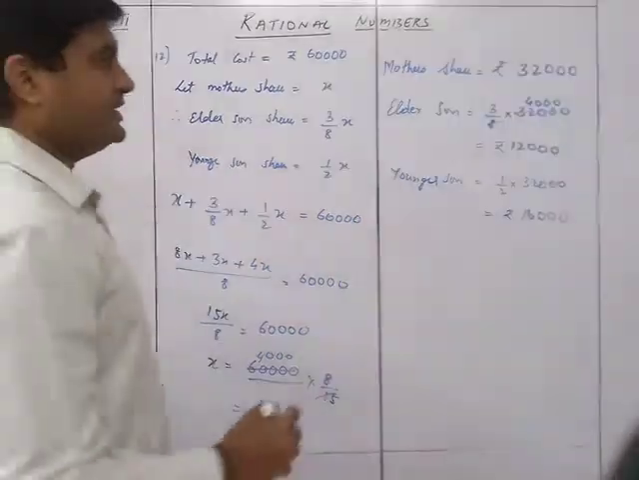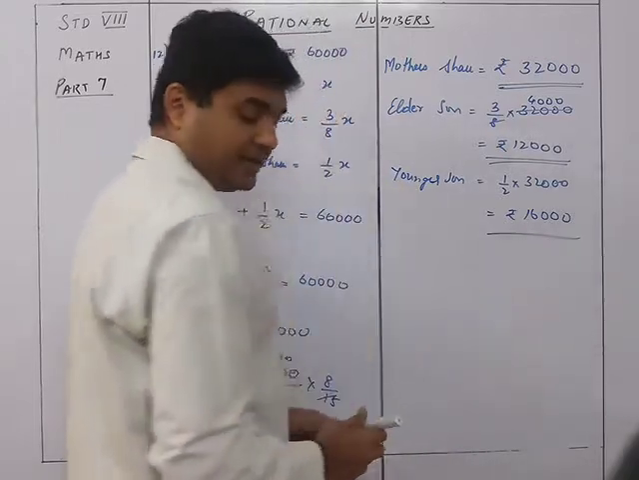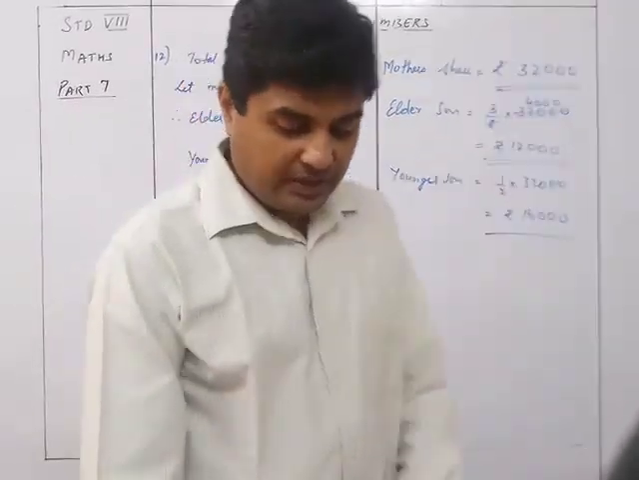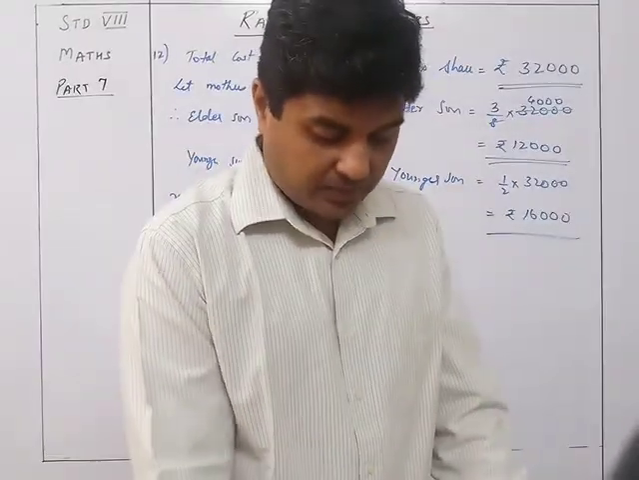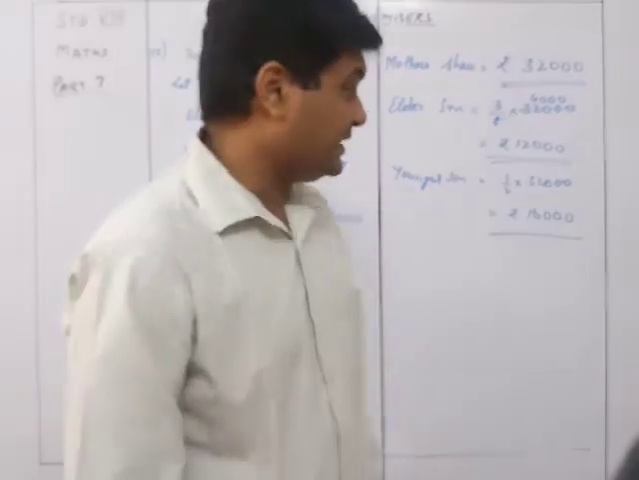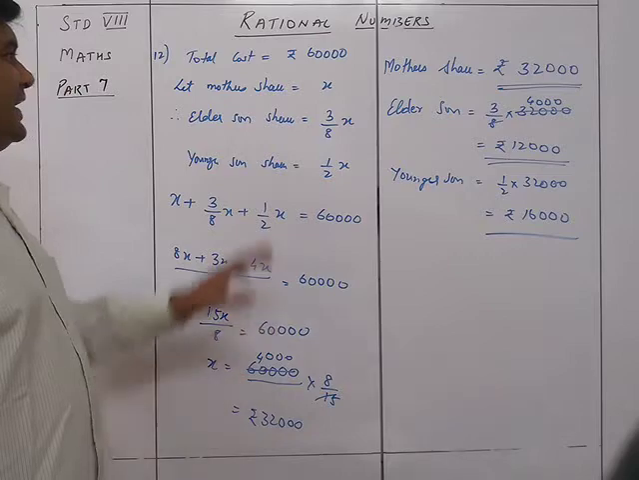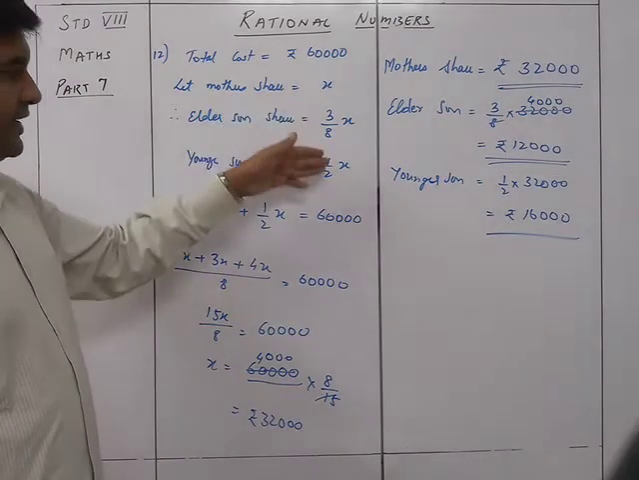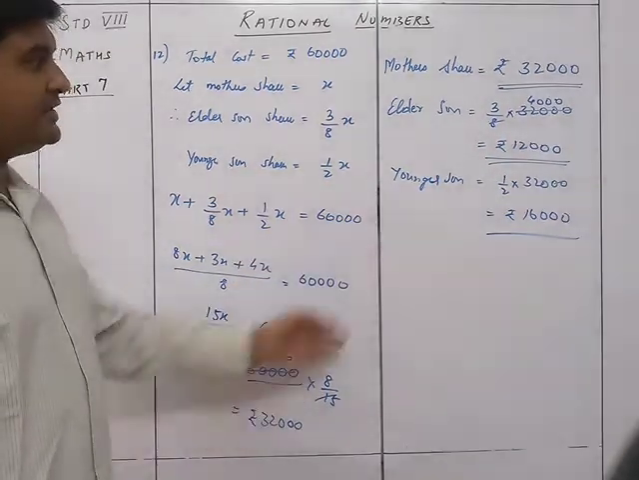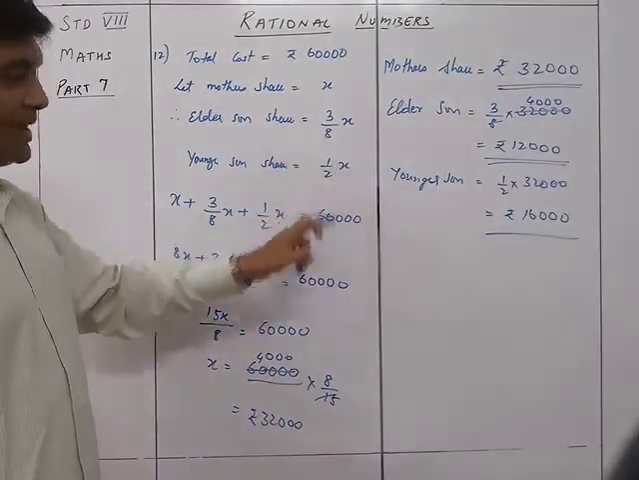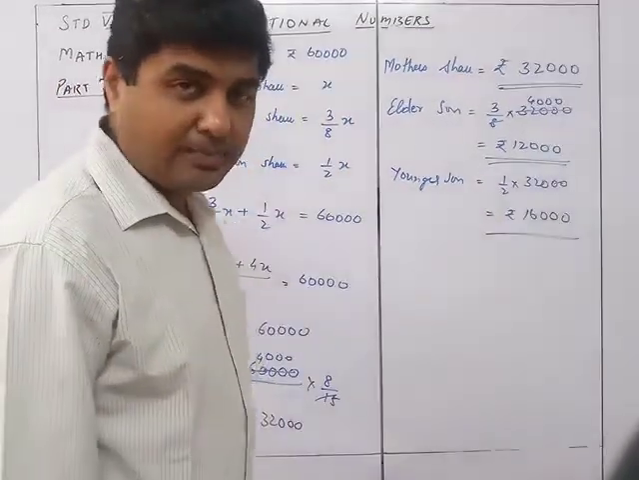Okay, so that's the answer: 32,000, 12,000 and 16,000. These are the three values which the three people contribute individually for this particular making of the room: 32,000, 12,000 and 16,000 each. Got it? This was the sum, slightly trickier. You need to take x as the mother's share and then you know that this complete combination is equal to 60,000. Find the value of x and then you find out this value and this value. That was sum number 12. We now move on to sum number 13.